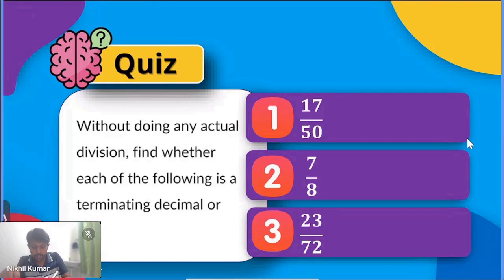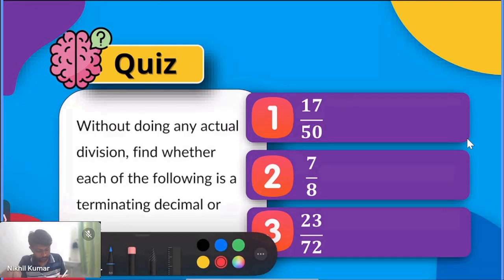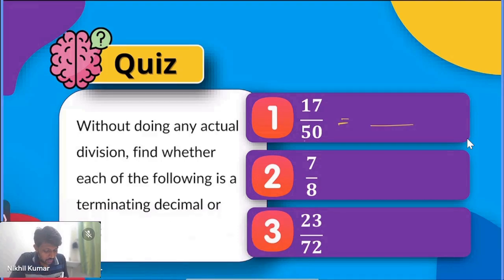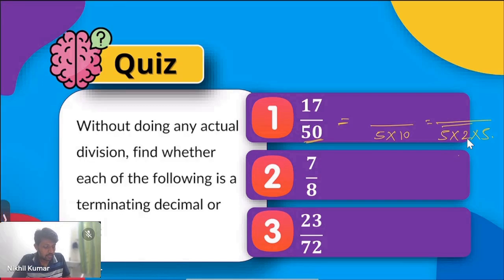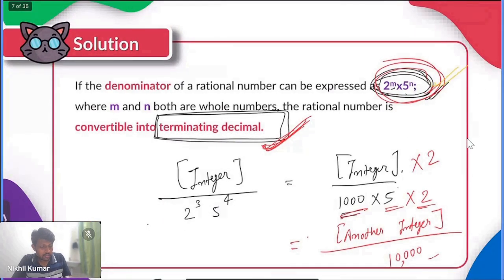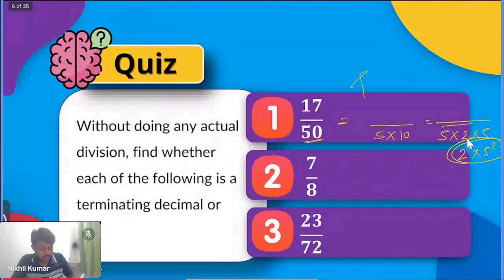The first one, is it terminating or non-terminating? Just focus on the denominator, right? So this can be represented as 5 into 10, or if you want you can represent it as 5 into 2 into 5. So it would be 5 square into 2, so 2 to the power 1 into 5 to the power 2. Do we have it in this form? Yes, sir. So will it terminate? Yes, this will terminate. Okay, let's look at the second one.